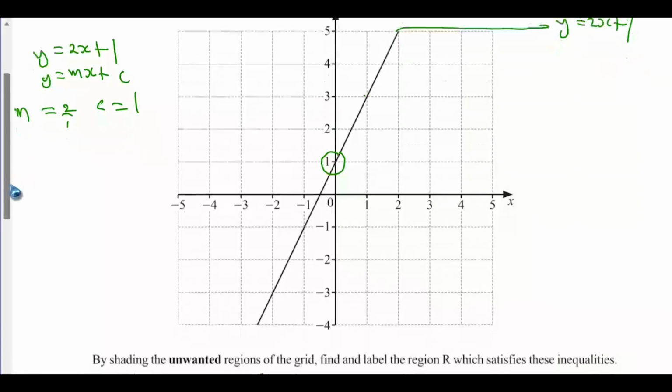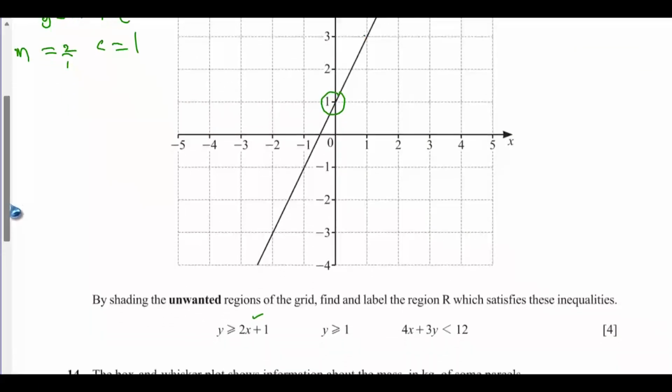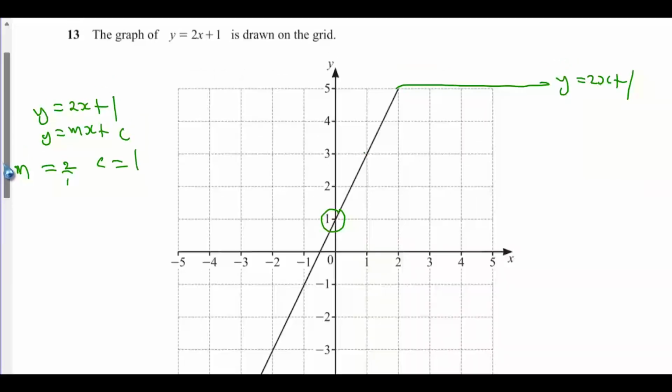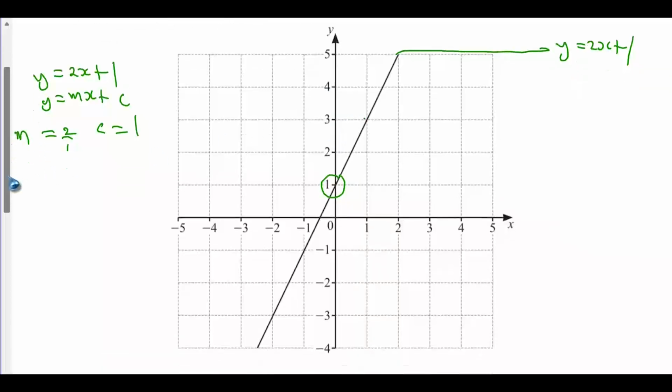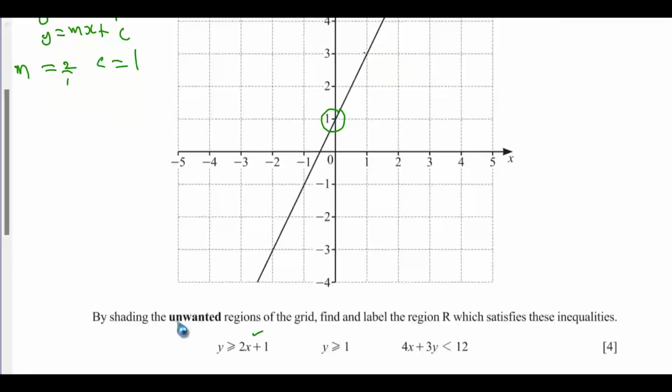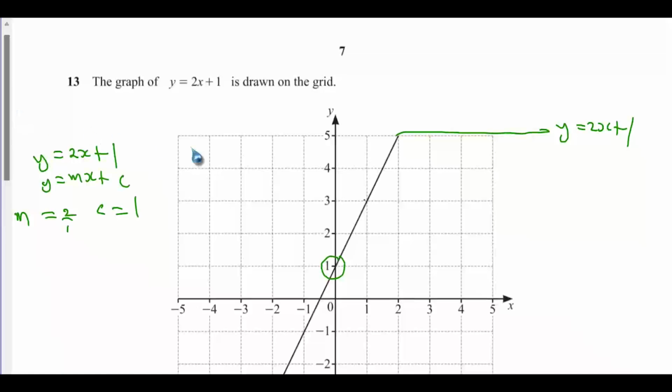So now to draw the inequality of y greater than or equal to 2x plus 1, the wanted area is above this line, but we need to shade the unwanted regions. Look at it, shade the unwanted regions. So the wanted region is above this line. If you are doubting, you can always pick a point.